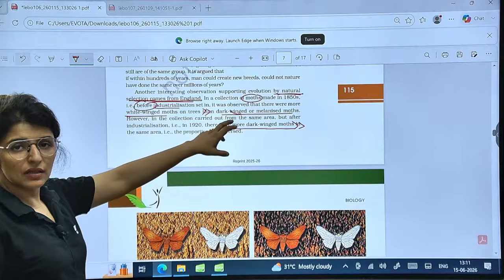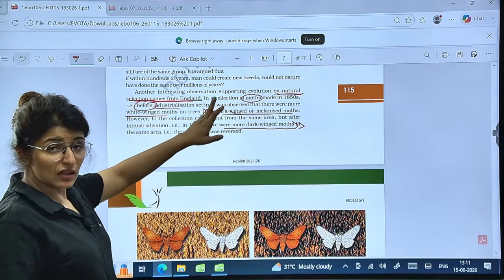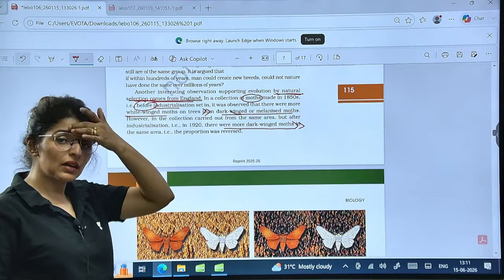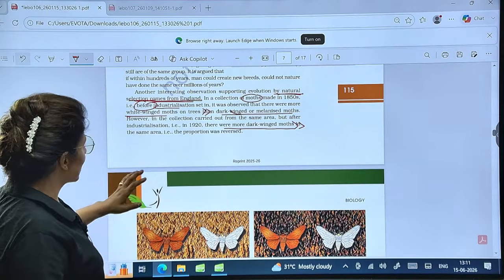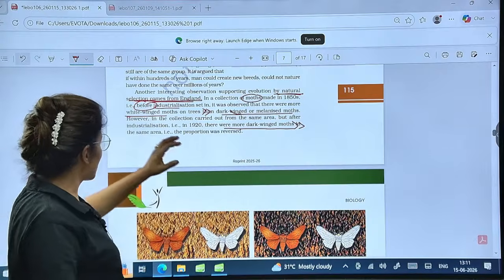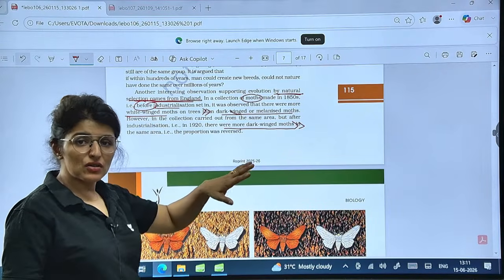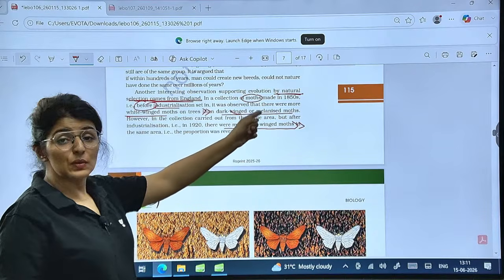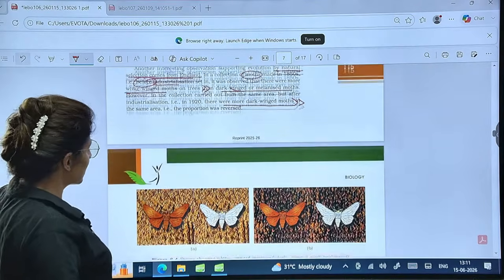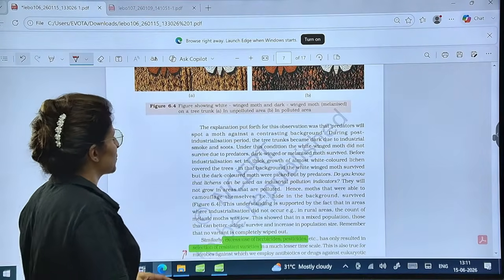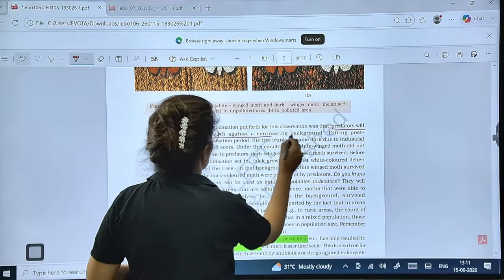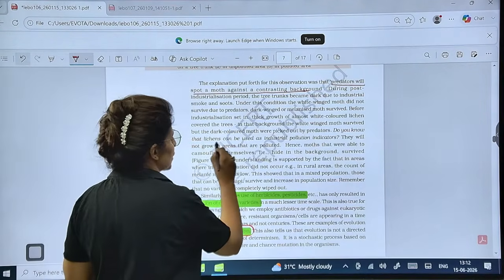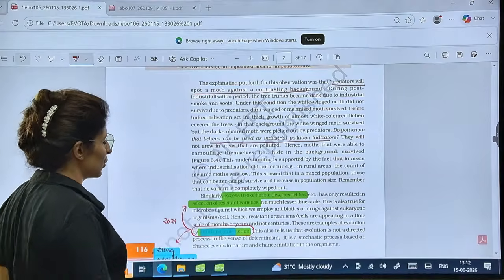Why? Because before industrialization there were lichens. Since there was no pollution, lichens were covering the bark of the tree. I hope that is clear, right? And in order to camouflage, these white ones were better. So white ones were not preyed upon. Rather, dark ones were easily visible to the predators. Is that clear? So that concept is explaining. So predators were able to spot a moth against the contrasting background. Is that clear? So lichens can be used as the industrial pollution indicators. We already know this. Is that clear?